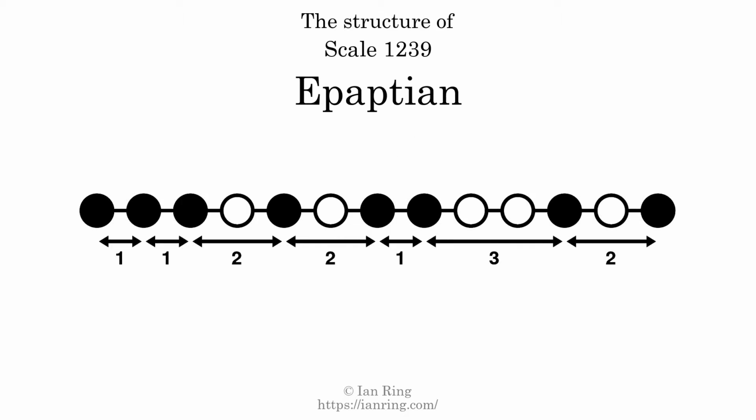The structure of a scale is a description of the interval distance between each successive tone. This scale has a structure of 1 1 2 2 1 3 2.